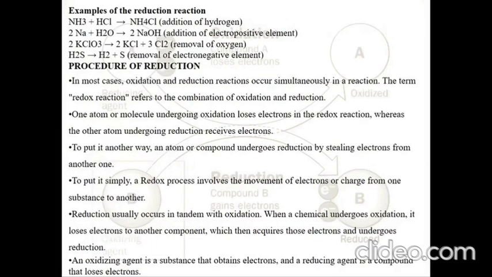Examples include ammonia plus hydrochloric acid, sodium plus water, and hydrogen sulfide plus sulfur. What is exactly the procedure of reduction?